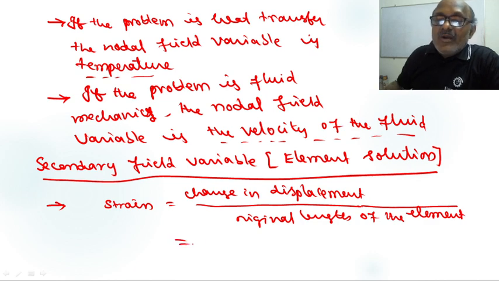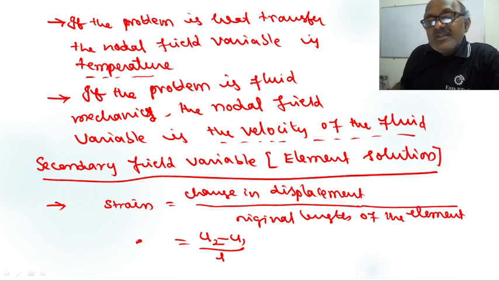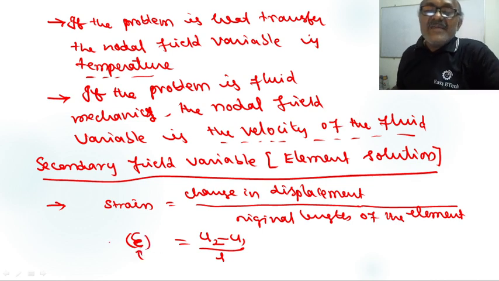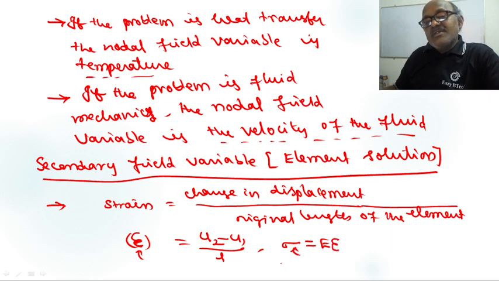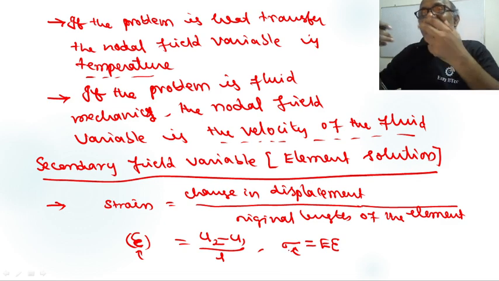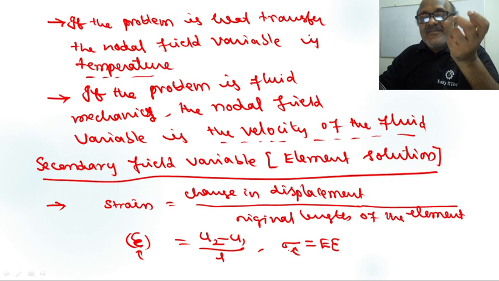Now here, what is the change in displacement? U2 minus U1 divided by L. Yes or no? Now strain is represented by the letter epsilon. So here, strain is a secondary field variable. By using strain, we are able to find stress. Stress is equal to Young's modulus times strain. So stress is also a secondary field variable. Strain energy is also a secondary field variable.